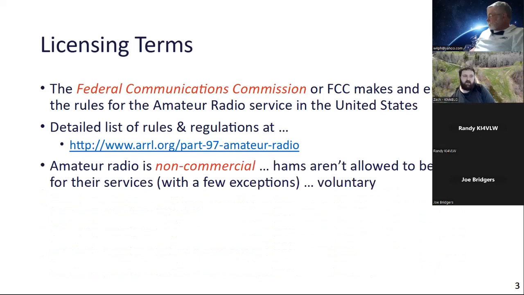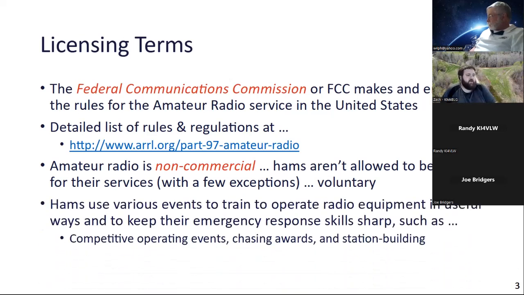Amateur radio is non-commercial. Basically, hams can't be paid for their services, with a very few exceptions. Completely voluntary. It's meant to be a hobby. It's not meant to be a job. And hams use various events to train and operate radio equipment in useful ways and to keep their emergency skills sharp, such as competitive operating events, chasing awards, and station building.